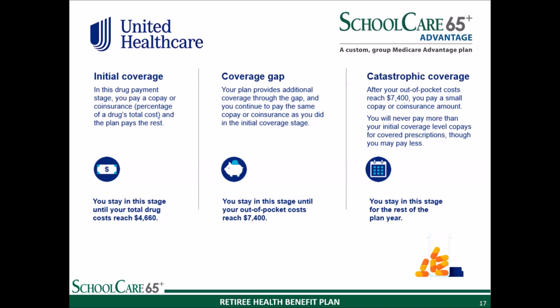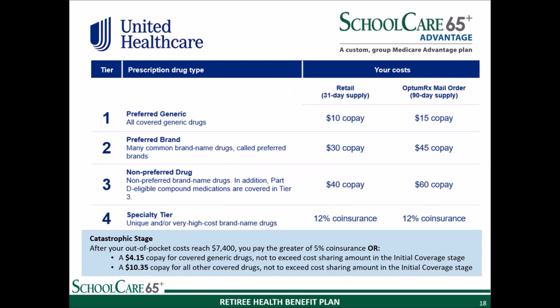So even though your coverage may pass through different stages as defined by Medicare, your copay remains the same or lower throughout. Let's further explore the specifics of the SchoolCare 65 Plus Advantage prescription drug coverage. Covered drugs are organized in tiers. Each tier has a different cost associated with it.